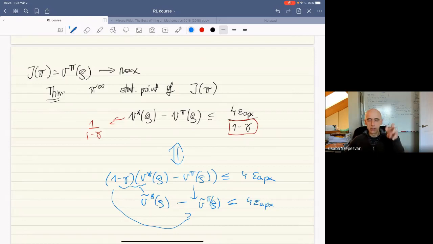So if you can efficiently converge to the stationary point of this objective function, then you just removed this extra blow-up of 1 over 1 minus gamma. And well, it's not reasonable to expect that you can do better than this. I mean, it's up to constant factor.